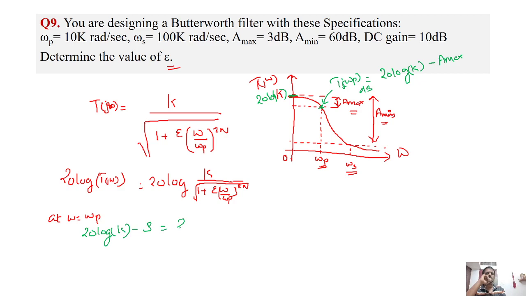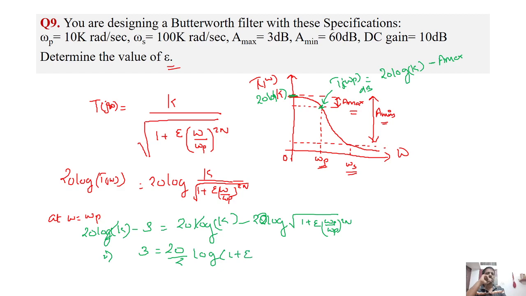So 3 equals 20 log k minus 20 log of root of 1 plus epsilon times omega by omega p to the power 2n, since log a by b is log a minus log b. We substitute omega as omega p. The 20 log k cancels, and the minus minus gives a plus, so 3 equals 20 by 2 log of 1 plus epsilon times omega p by omega p, which is 1, to the power 2n, which is 1, so 1 plus epsilon.